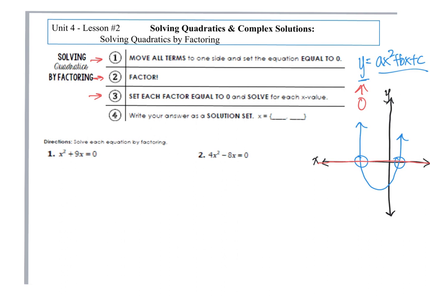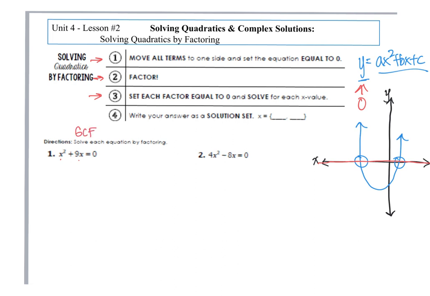So let's look at number 1. Our equation is x squared plus 9x equals 0. Step 1's already done. This equation is already set equal to 0. So step 2, we're going to factor. Okay, I have an x squared and a 9x. There's only 2 terms, so we can't do the 1, 2, 3 factor tree. But the first thing you should always look for, no matter what type of factoring you're doing, is a GCF.